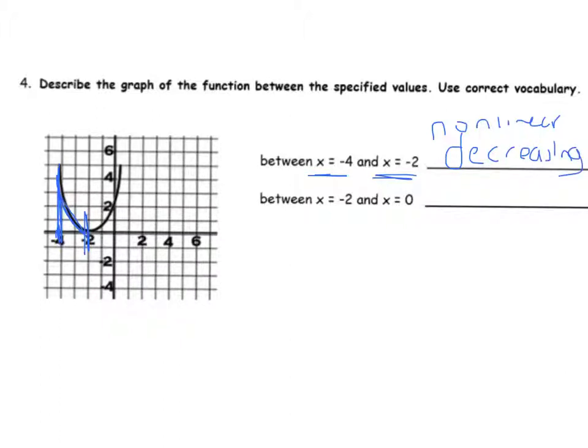Then I'm going to go to my next part. So when x is -2, feel free to color code like I am. So when x is -2 and x is 0, so right here. So for this section of the graph, it is still nonlinear, but now it is increasing. Pretty easy stuff.